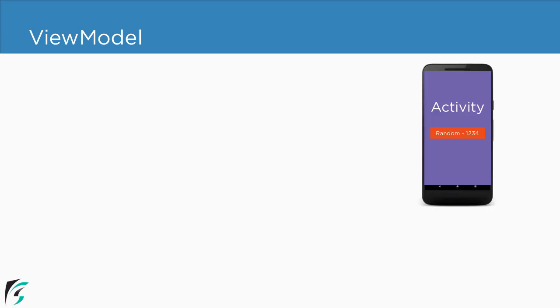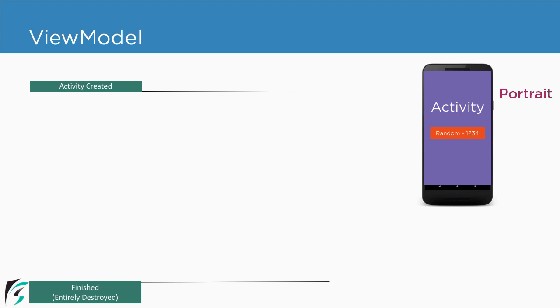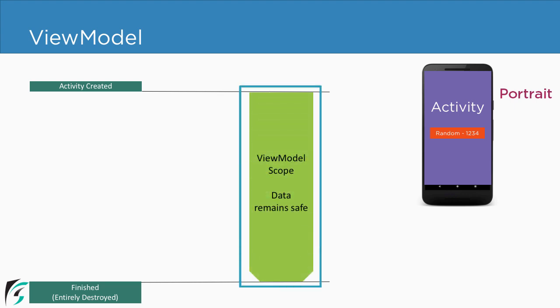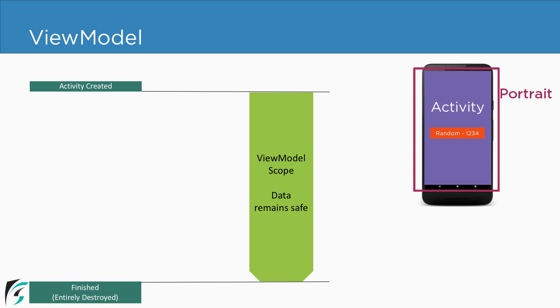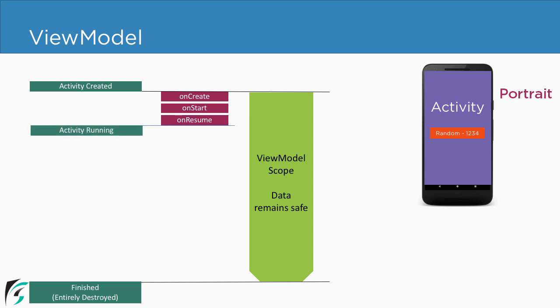Now this is my activity which is in the portrait mode. On opening the application, this activity is created. Since the time the activity is created, we link it to a view model. And this view model survives until the activity that created it is completely destroyed. When the activity is created in the portrait mode, the lifecycle methods onCreate, onStart and onResume are executed, and the activity enters the running phase.